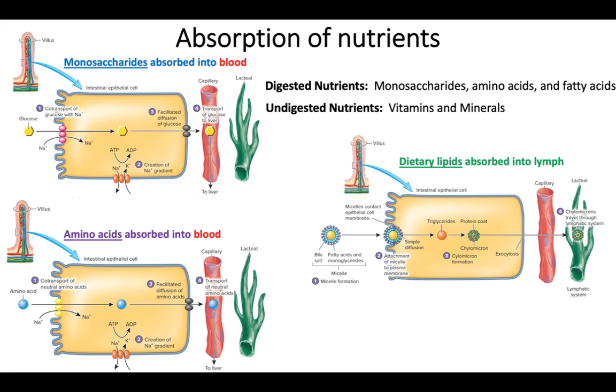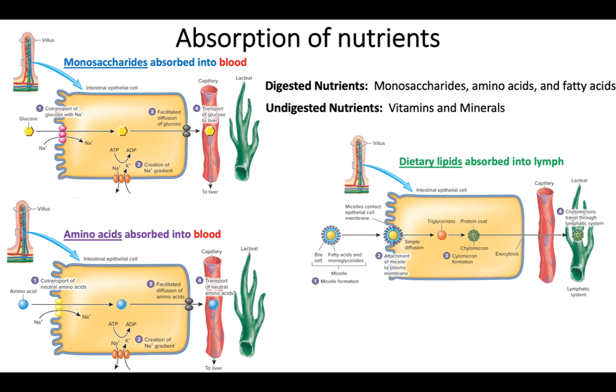Absorption. So remember, the absorption differs based on whether you're a monosaccharide and amino acid versus a lipid. So what this shows, this cell is one of those absorptive cells of the small intestine. We see the microvilli here. If you're a monosaccharide like glucose, you're going to go into the bloodstream. And remember, that blood is going to eventually go to the liver by the hepatic portal.